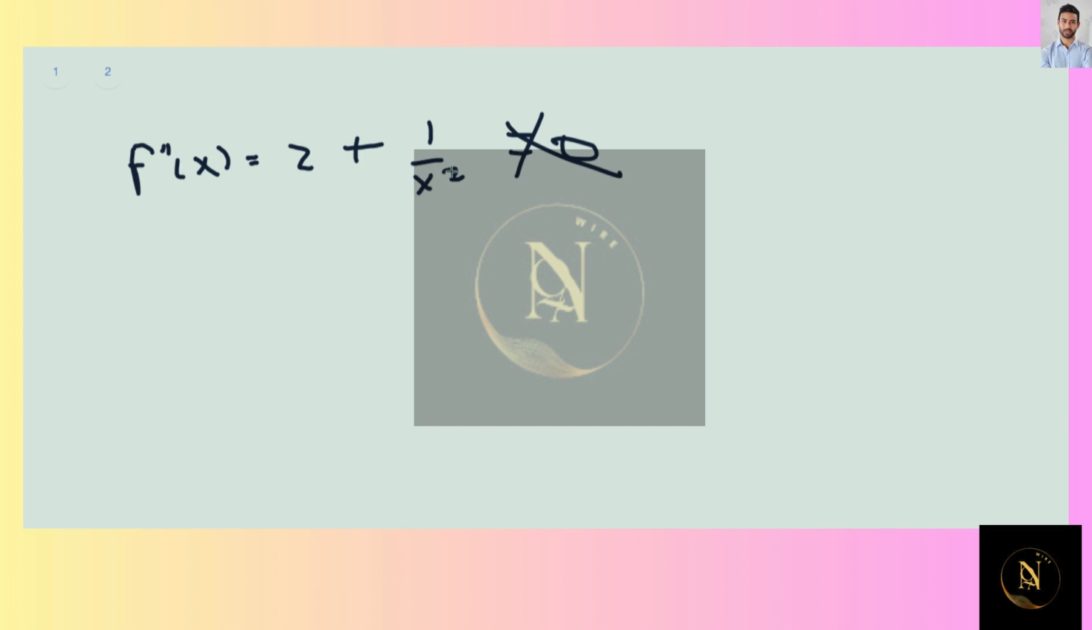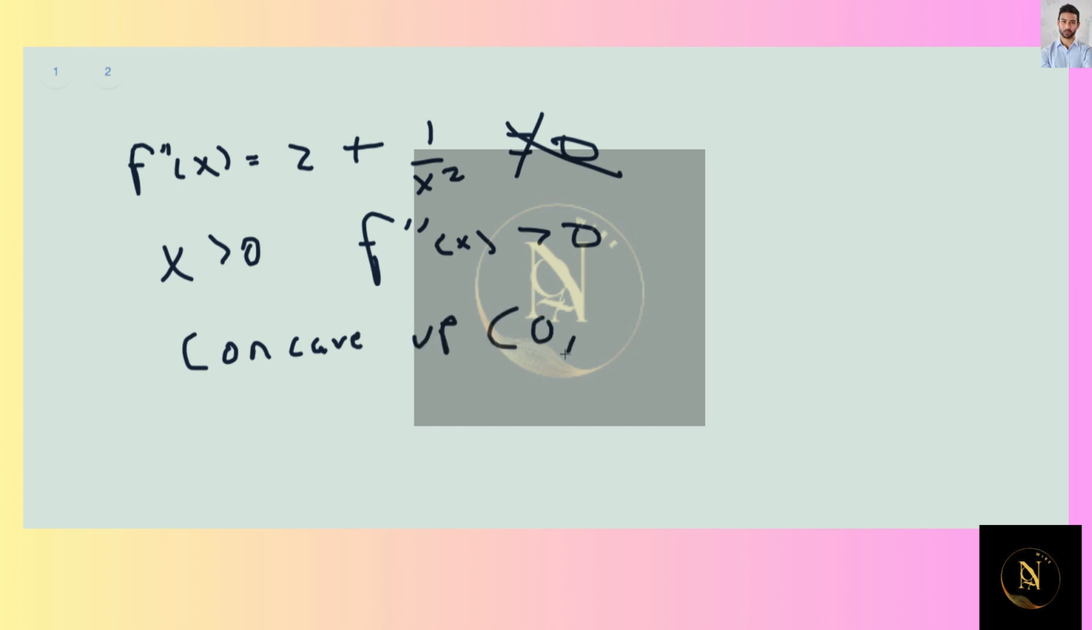If you look at this, since our domain is x greater than 0, we know that f double prime has to be positive. So since f double prime is positive, we know that it is concave up everywhere on its domain. So concave up on 0 to infinity, which is its domain. And since there's no change in sign, there is no inflection point. And that is all.